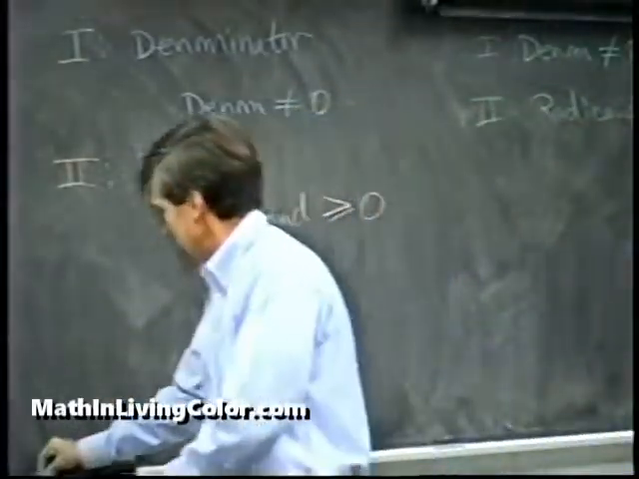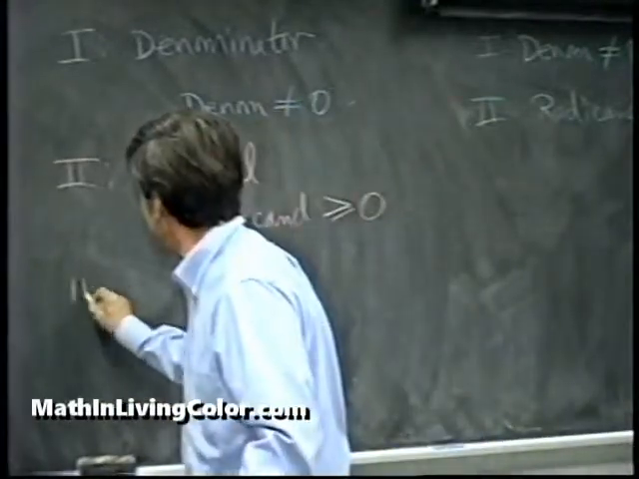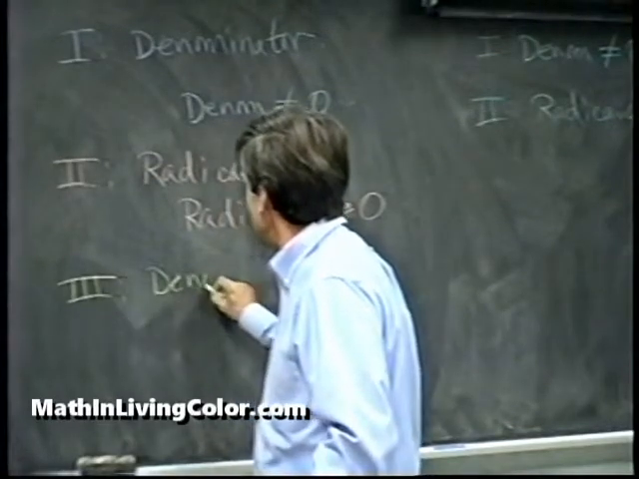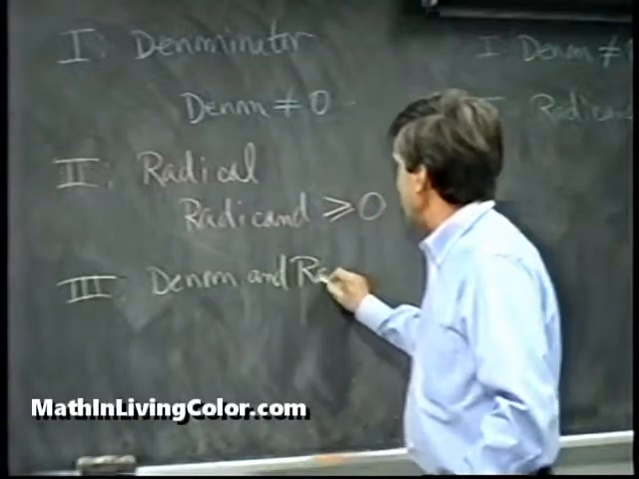Category 3 is a new one. I haven't mentioned this category 3 before, but here we go. Category 3, what if there's a denominator and a radical?